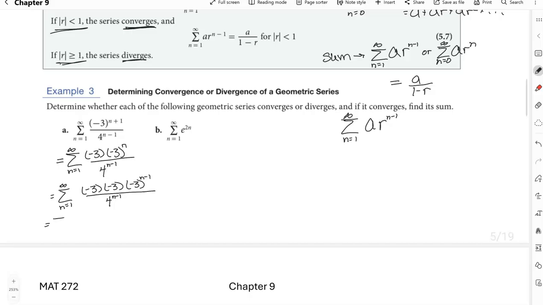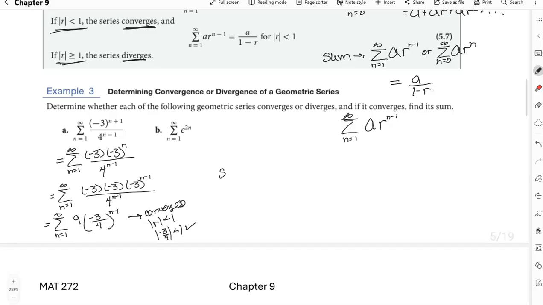And now I can combine some things. -3 times -3 is 9. And then I have -3 to the n minus 1 over 4 to the n minus 1, which is -3 over 4 to the n minus 1. So now I've got it written in proper form. We know this thing is going to converge. It converges because my absolute value of r is less than 1. My absolute value of r would be the absolute value of -3/4, and that is less than 1.